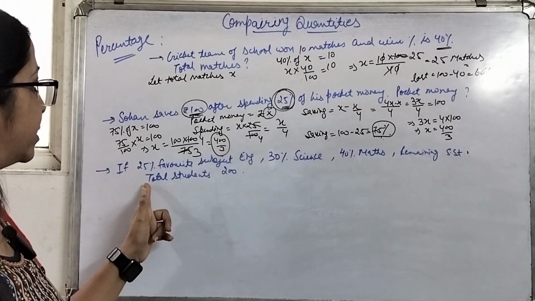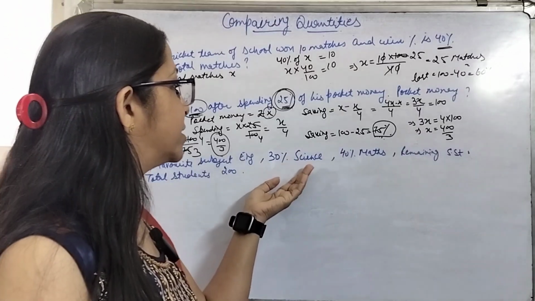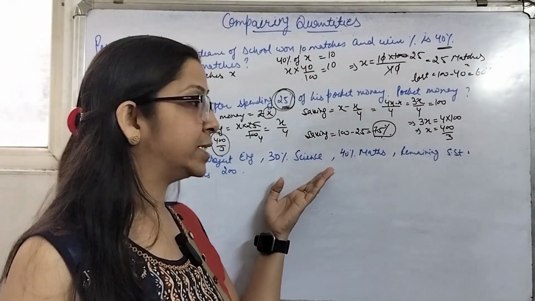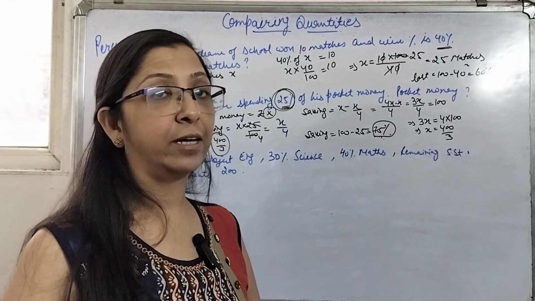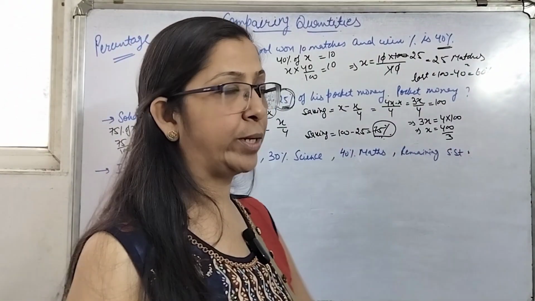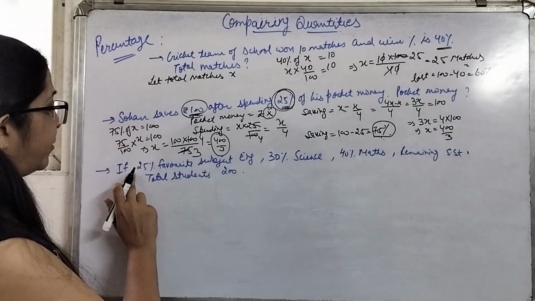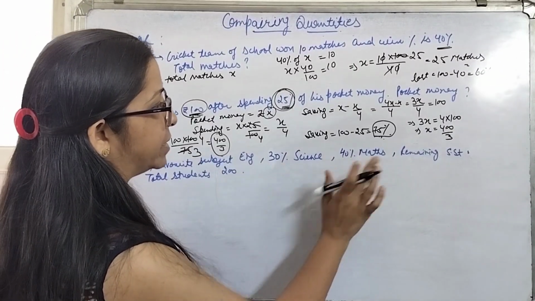If 25% of students' favorite subject is English, 30% of students' favorite subject is science, 40% it is math, and the remaining like SST, what is the percentage of the students who like SST? First question: if 25% like English, 30% like science, 40% like maths.